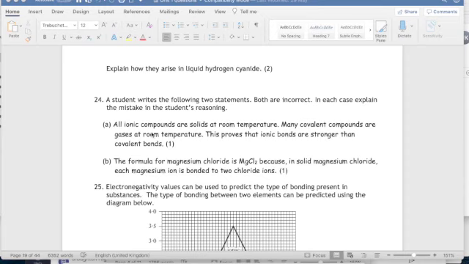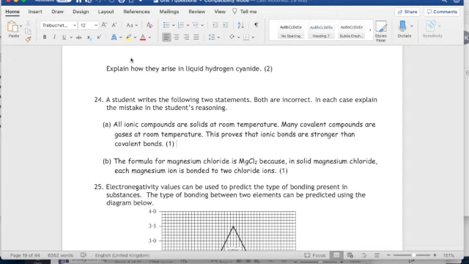Okay, so question 24. I'm going to talk over this one and I'll type up the answer as I go. I'll put the answer in my own words, which are maybe slightly different from the mark scheme, but hopefully you'll be able to see the link. So in this question, a student writes the following 2 statements. Both are incorrect. In each case, explain the mistake in the student's reasoning.